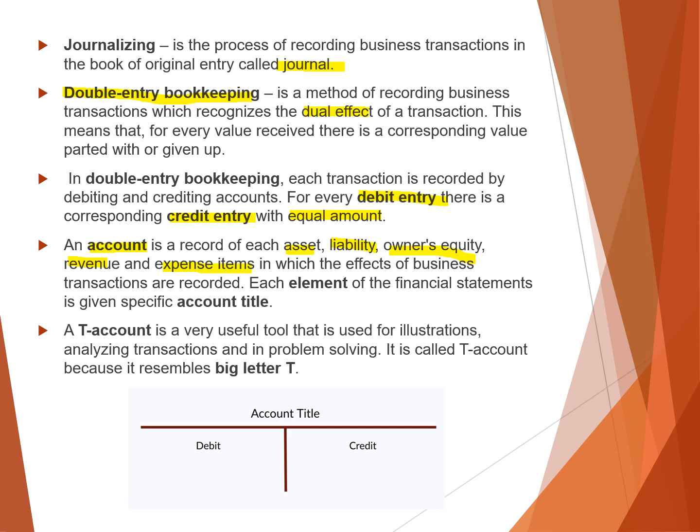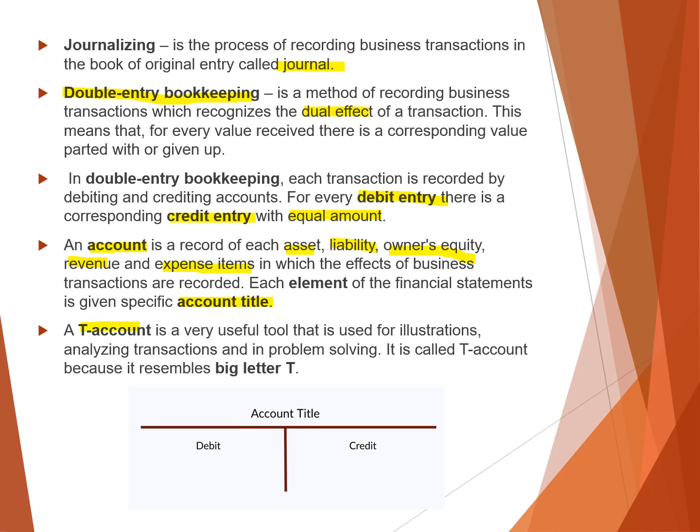Kung matatandaan ninyo dun sa transaction worksheet na ginawa ninyo, di ba? Naglalagay kayo ng effect if there is an increase or decrease dun sa bawat account na affected. So each element of the financial statements is given a specific account title. So when we say account title, yun na nga yun, yung cash, AR, accounts payable, capital, yun yung mga account title. And then also T account.